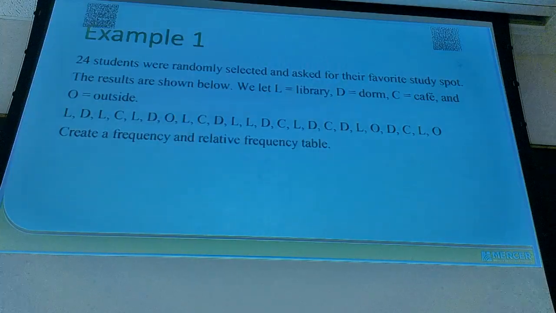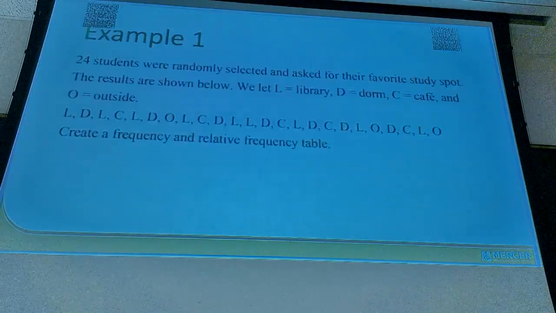So there is our data. We're going to create frequency and relative frequency. And we're going to do it in one table. Let's create a column for study spot. And then we just list the categories. We have 4 of them. Library, dorm, cafe, outside. And again, for convenience, I'm just going to use the first letter.